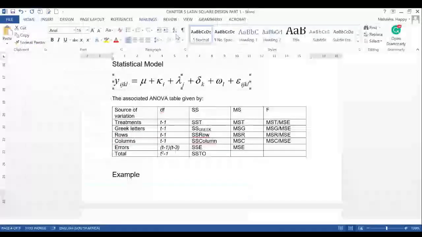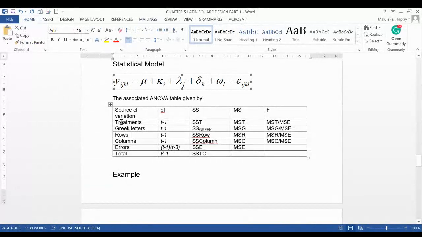So your ANOVA table will be like this. The procedure is the same as for the normal Latin square design. We don't have replications here. We don't have replications in this set. So it's like the normal Latin square problem.